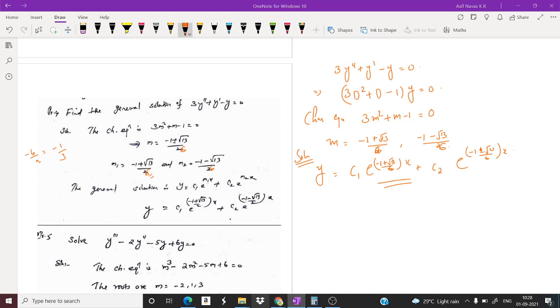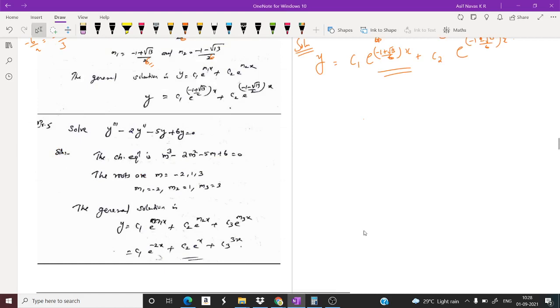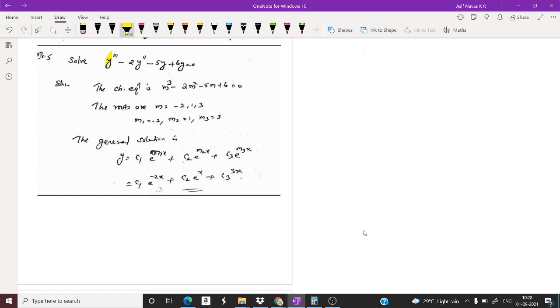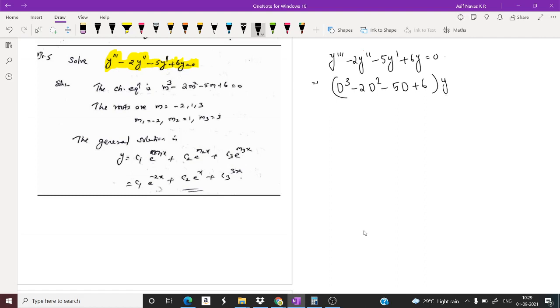Now we will do the next problem. I think the next problem is a third order ODE. Y triple dash minus 2y double dash minus 5y dash plus 6y is equal to 0. First you write in symbolic form: D cube minus 2D square minus 5D plus 6 y equal to 0. Now you can write the characteristic equation: m cube minus 2m square minus 5m plus 6 equal to 0. So this is a cubic equation, right? You can use a calculator.